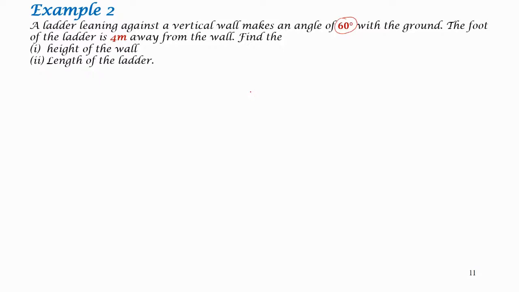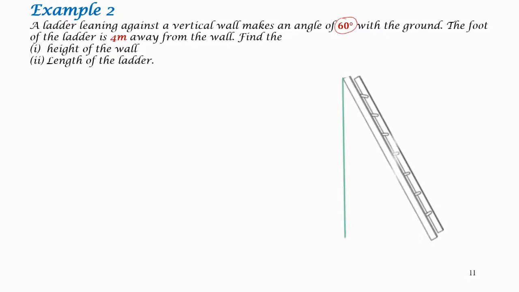The foot of the ladder is 4 meters away from the wall. So there's another data given, 4 meters away from the wall. Find what? The height of the wall, the length of the ladder. So before you can proceed with this, you cannot proceed unless you have your diagram. So let us draw our diagram. So we have got the vertical wall.